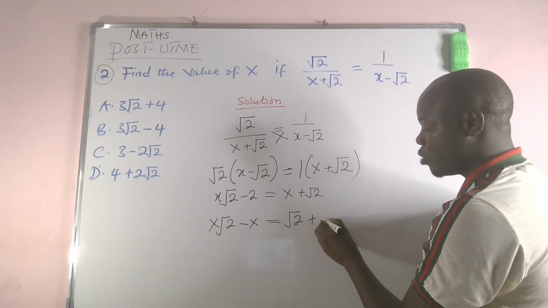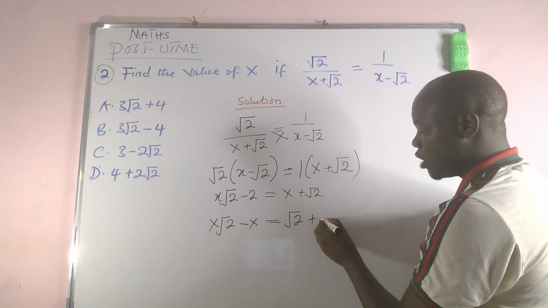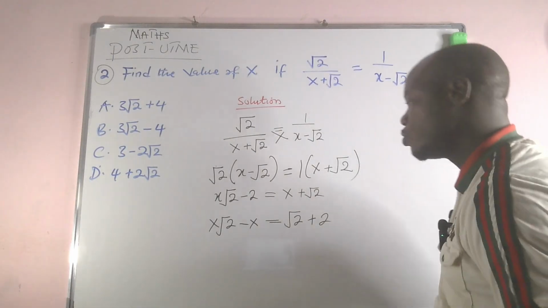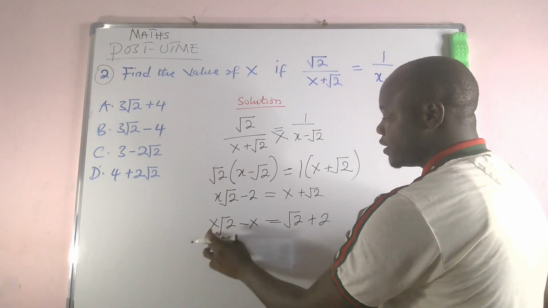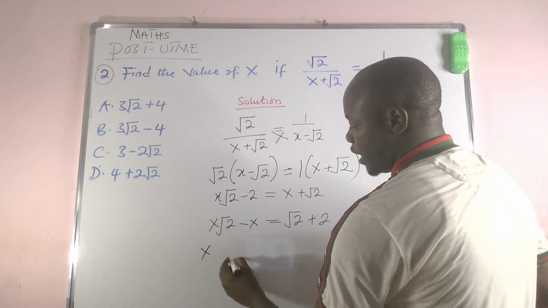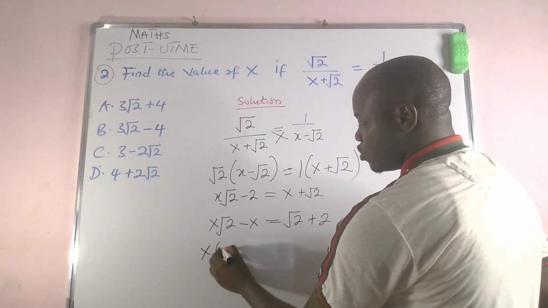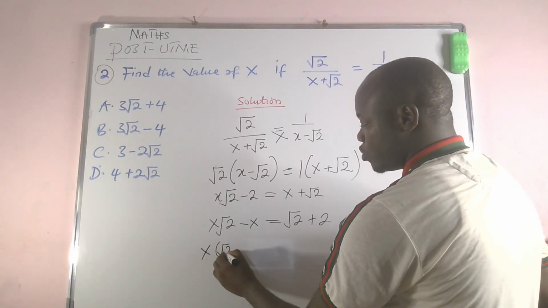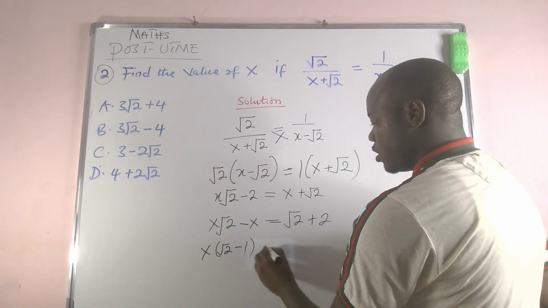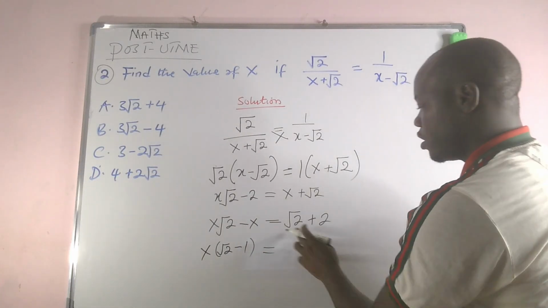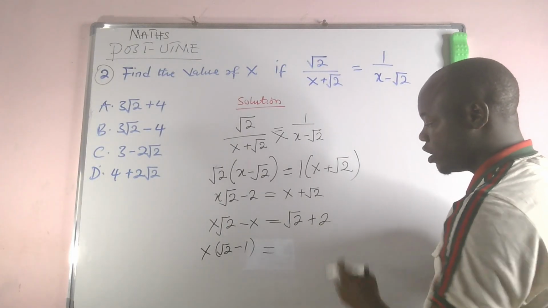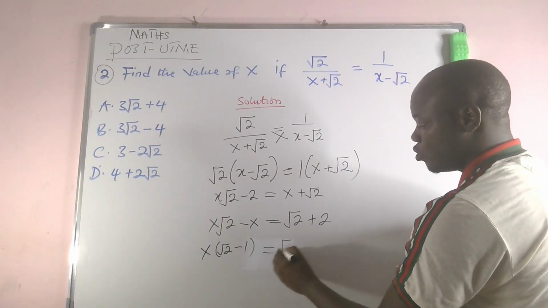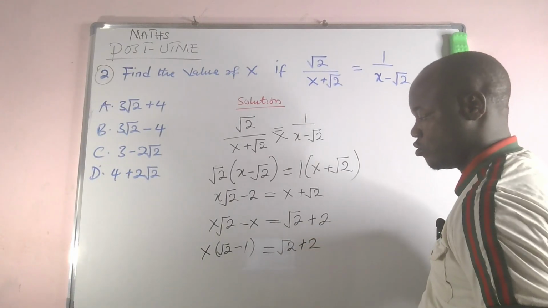Therefore, we are now going to have plus 2. So what are we going to do next? We can now factorize x here. So we can now say x into root 2 minus 1 is equal to, here we can even decide to factorize. Okay, we can't factorize anything here. So we have root 2 plus 2.